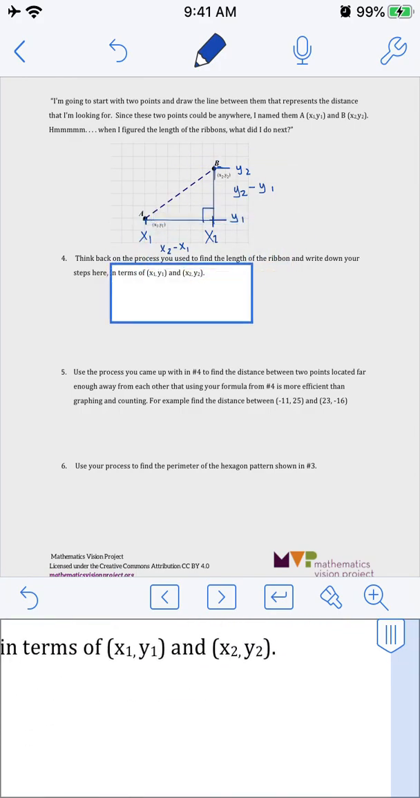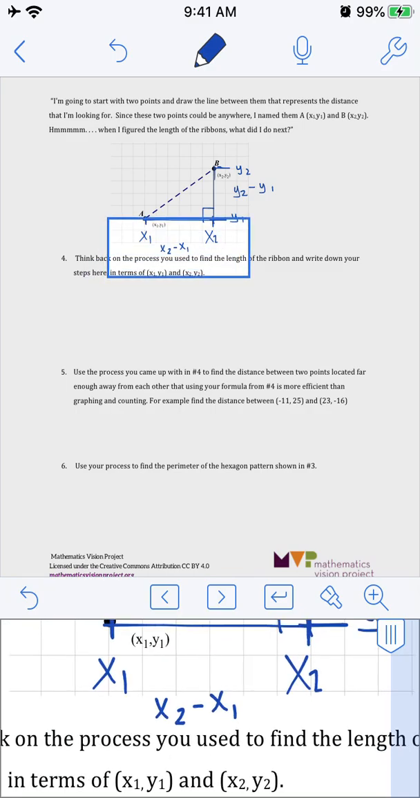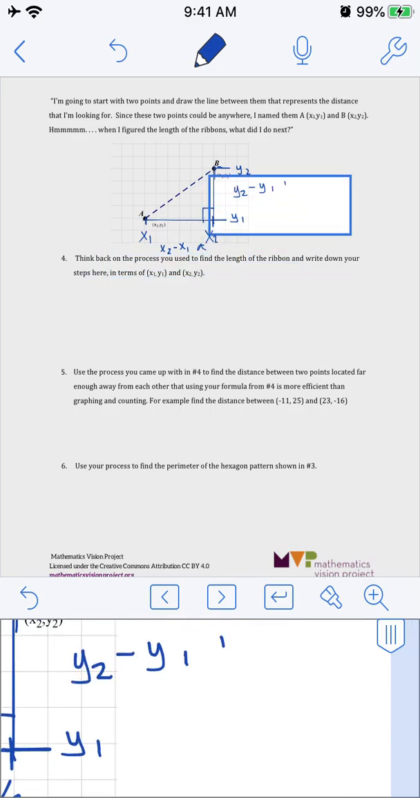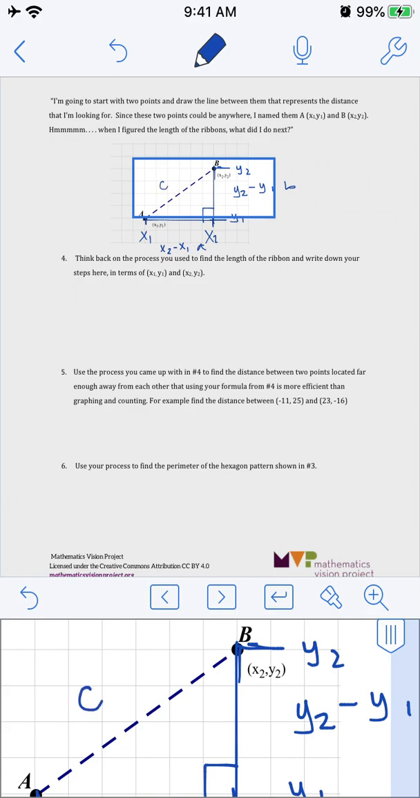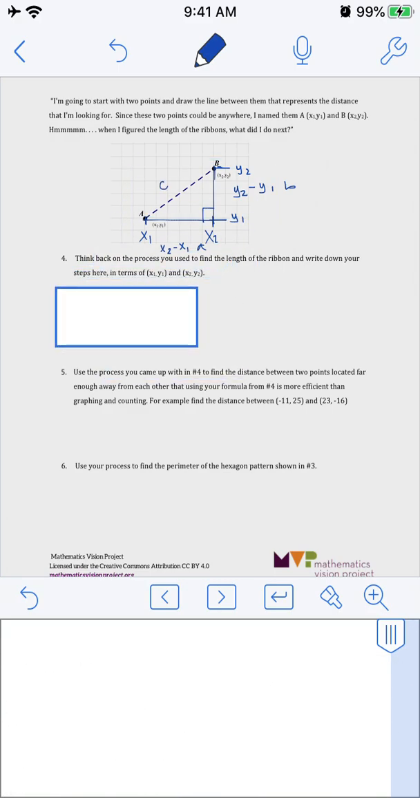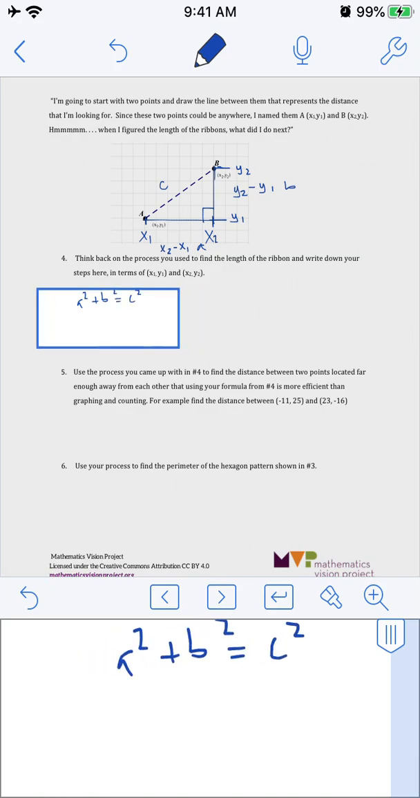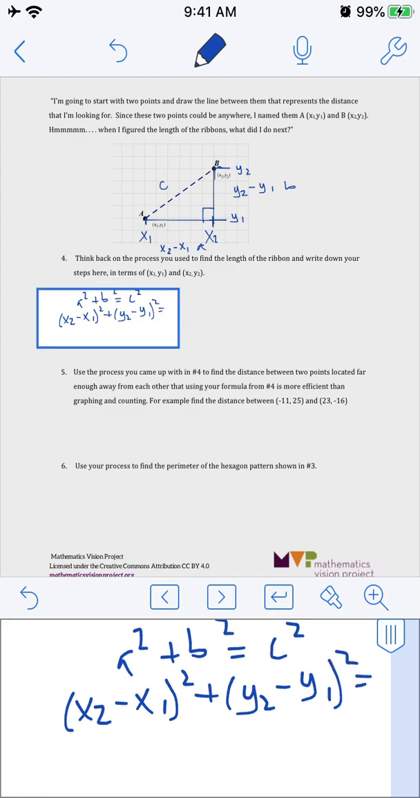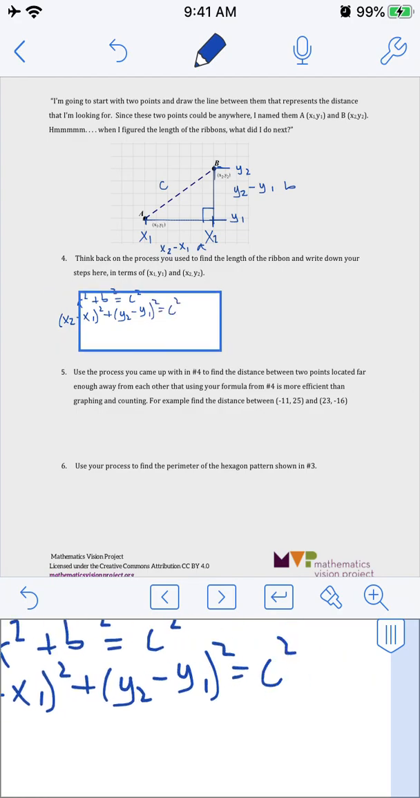So we have these 2 expressions now. What did we do with them? We called this one A, we called this one B, we called this one C, right? And we said, okay, A squared plus B squared equals C squared. Well, now I don't know 4 or 4 and 2. I know x2 minus x1 was A, and I know that y2 minus y1 was B. And then I would get C squared.